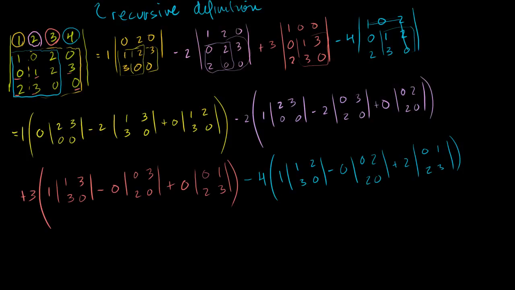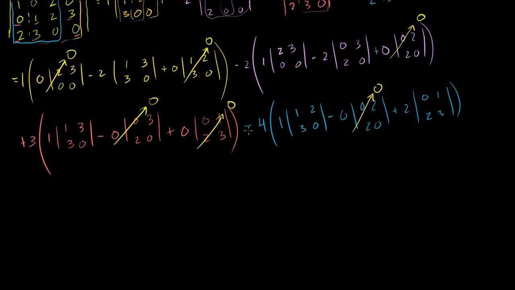So let me get a nice vibrant color. So this is 0 times, I don't care, 0 times anything is going to be 0. Just simplifying it. These guys are 0 because it's 0 times that. 0 times this is going to be equal to 0. So what are we left with?